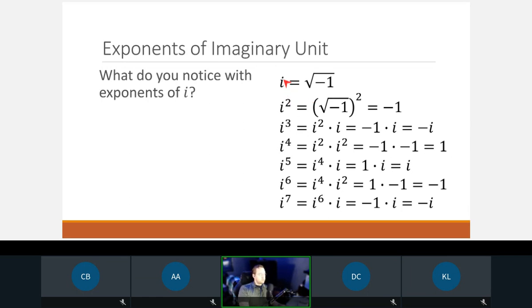All right, so we got i is this, i squared is -1, i cubed is -i, i to the fourth is 1, i to the fifth is i, i to the sixth is -1, i to the seventh is -i. What do you notice based on what I just showed you?